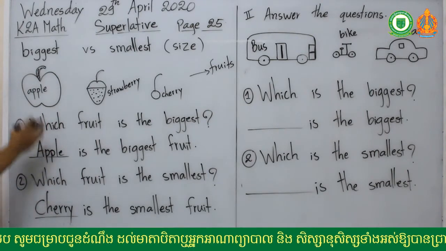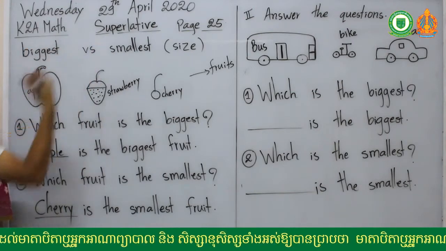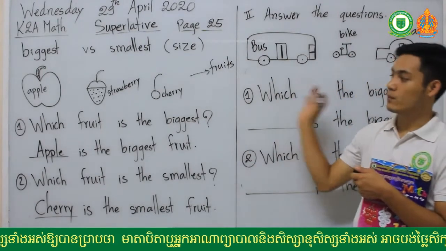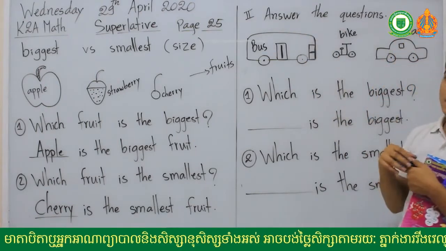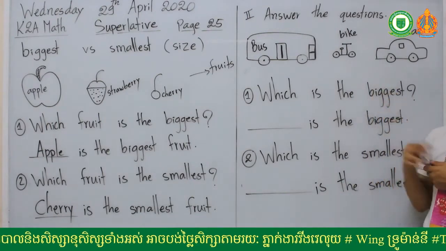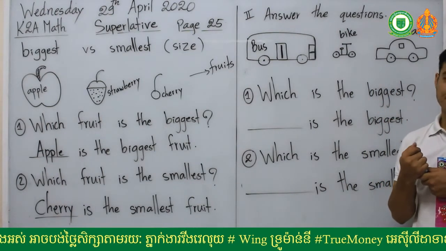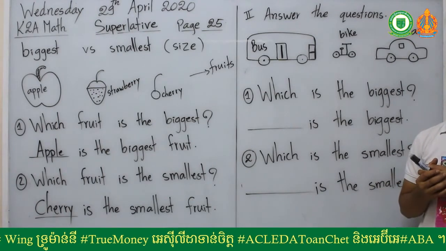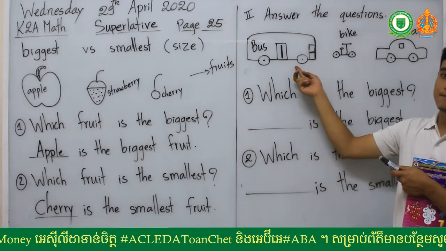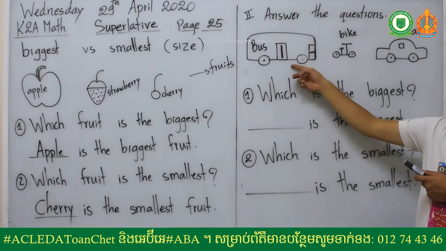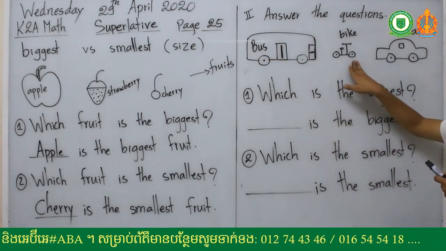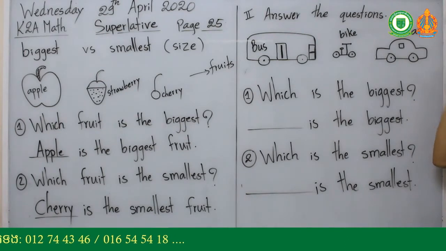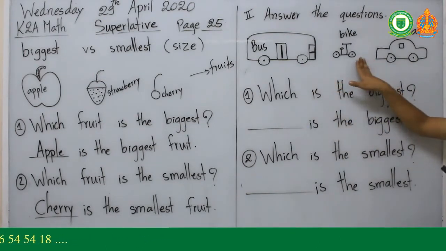So right here is about big and small that we learned about size. And here is one more exercise to reflect on your lesson, about answering the questions. Right here we will learn a new vocabulary about transportation. These are some transportations that we want to compare to find out which one is the biggest and which one is the smallest. The first one is bus, B-U-S, right? Bus. The second one is bike. And the third one is car. Bus, bike, car.